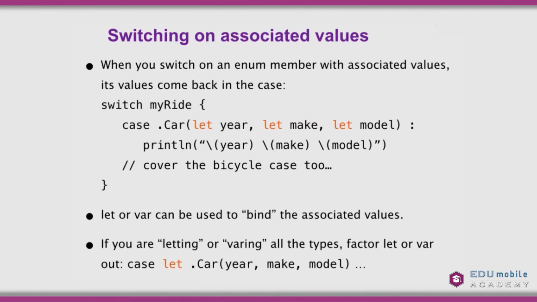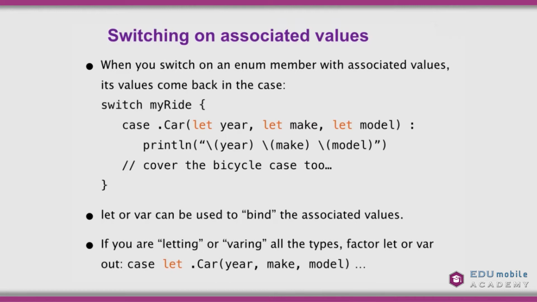We have a car. Let's say myRide is a car. In the case that myRide is a car, we can say let year, let make, let model. Now, year, make, and model, we're just naming them here, just like we can do with any tuple. So we can print line year, make, and model. This might say 1964 Ford Mustang.